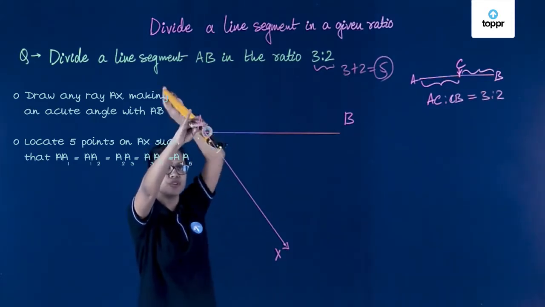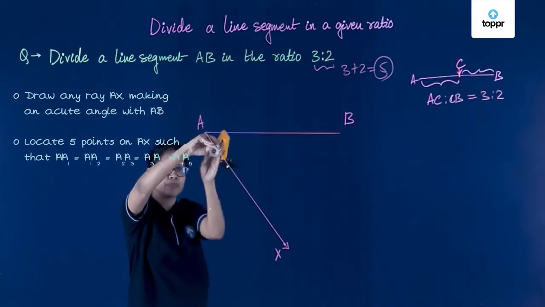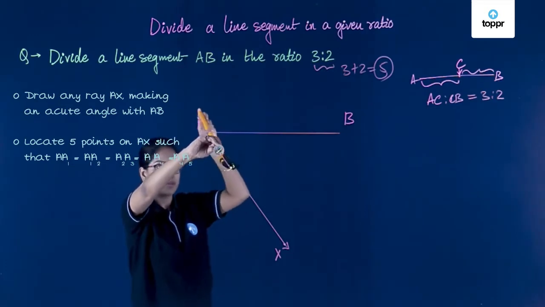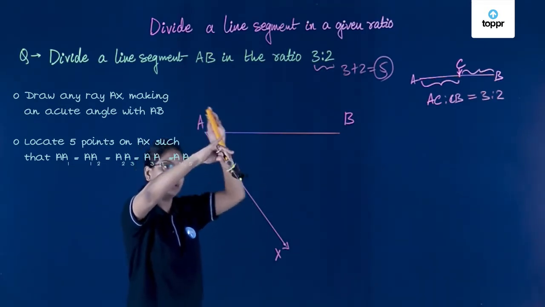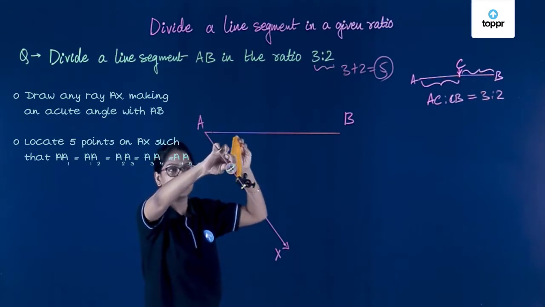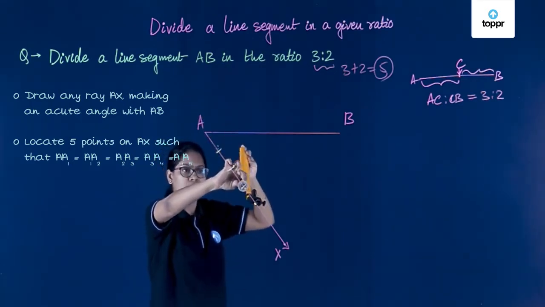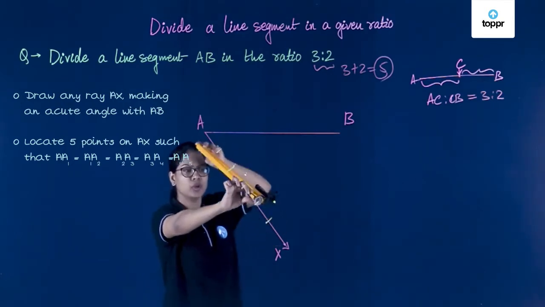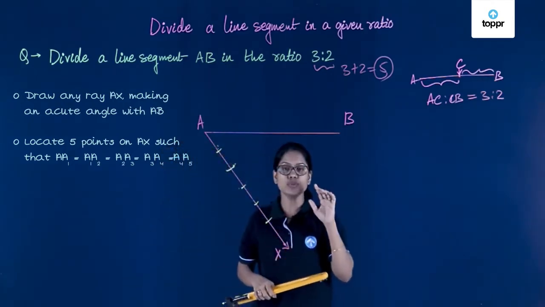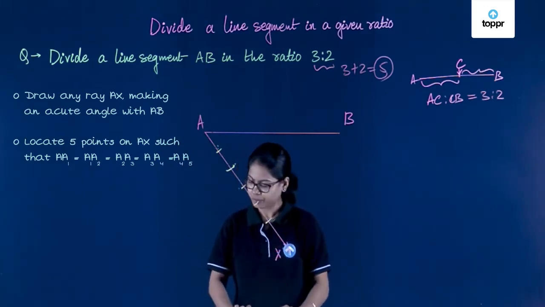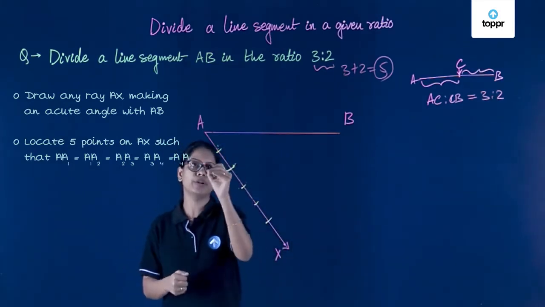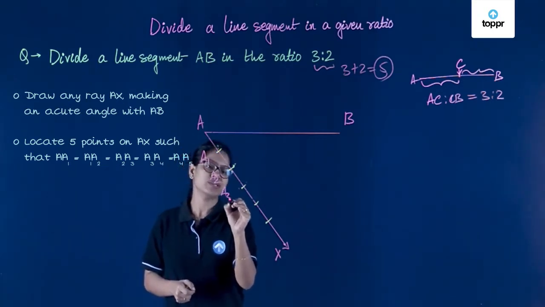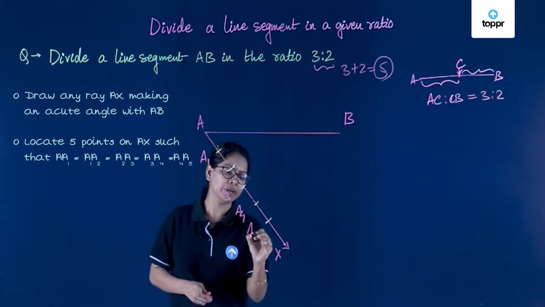So this is the first part. Second part, third part, fourth and fifth. So we've divided AX into 5 equal parts and we'll name them for our reference. Let the first point be A1, A2, this is A3, A4 and A5.